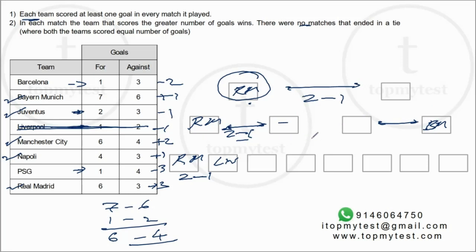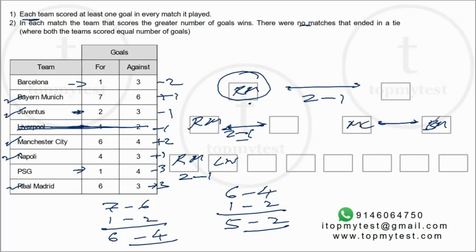We know that for sure. Now, can Manchester City play against Real Madrid in the first round? If Manchester City plays against Real Madrid in the second round, it will score 1, concede 2, which means in the first round it should win 5-2. Again, nobody wins 5-2 in the first round, so Manchester City also goes over here.